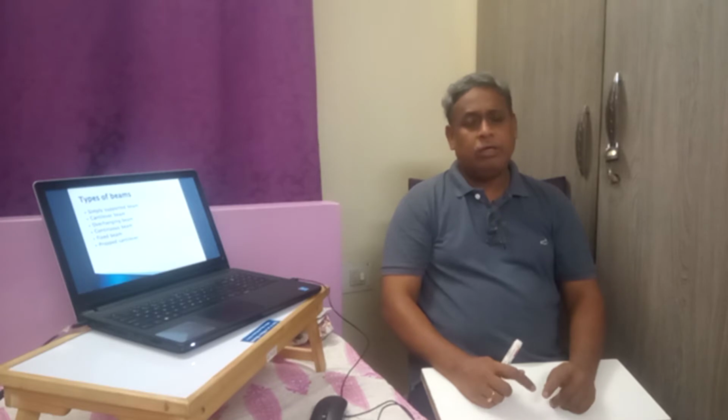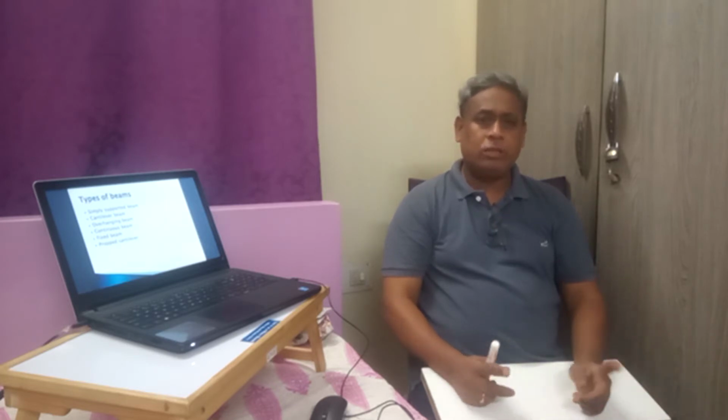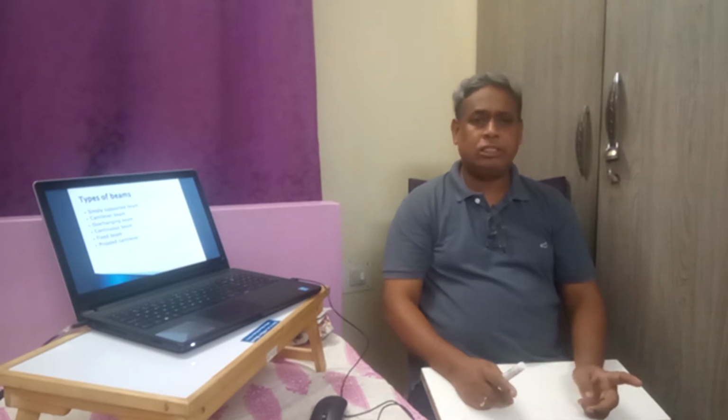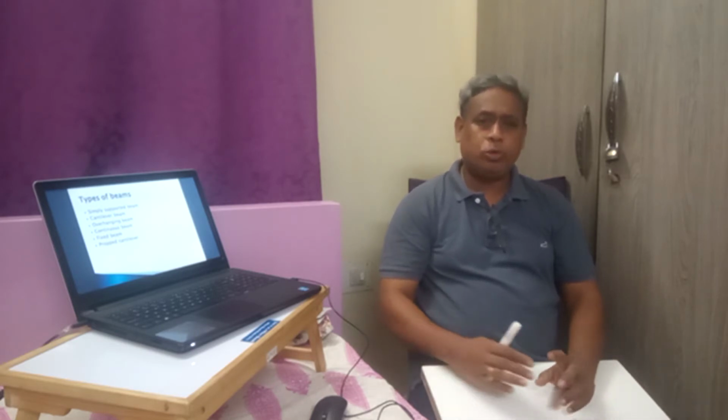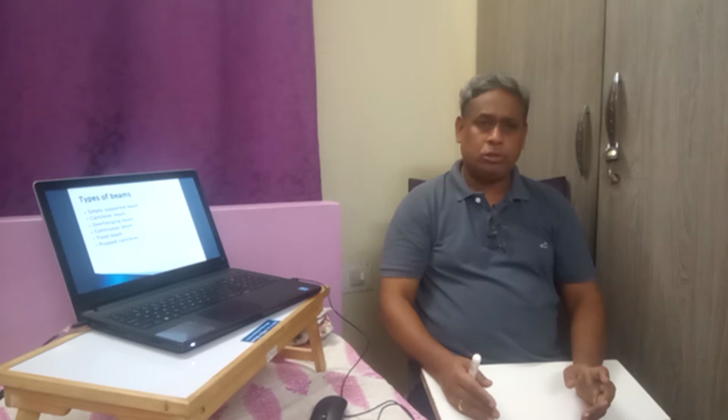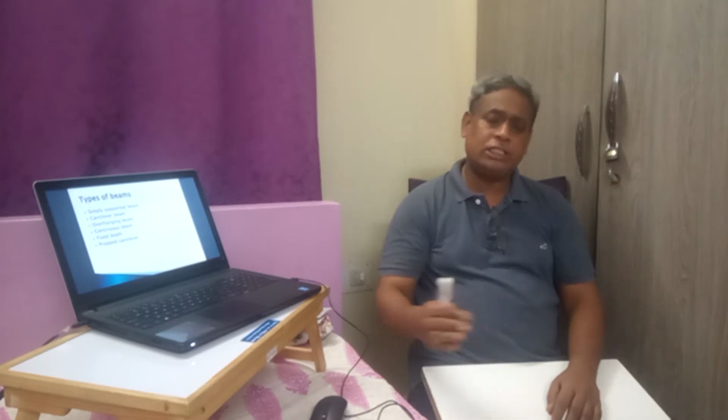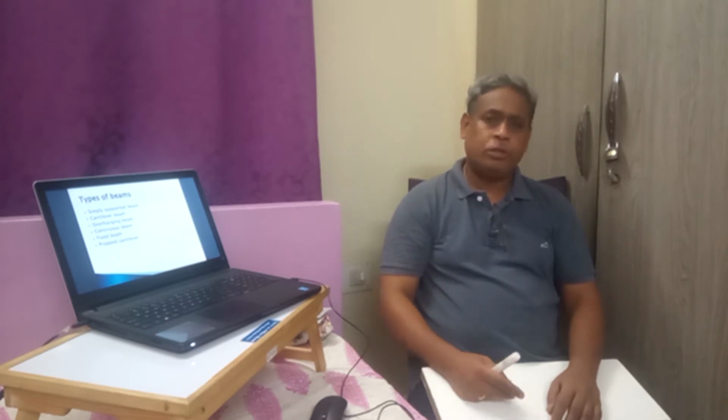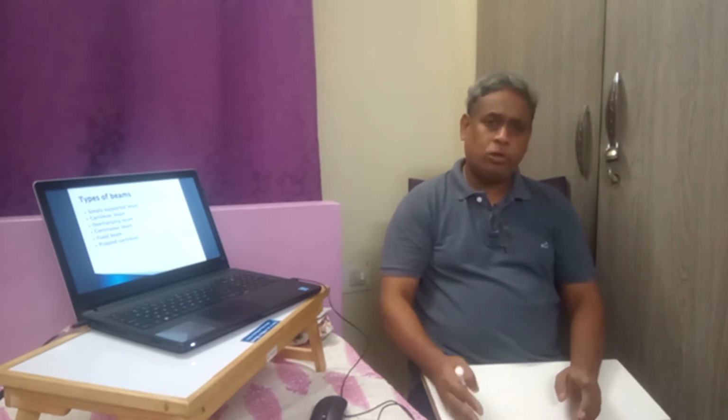Similarly, an overhanging beam is similar to a simply supported beam, but the beam extends beyond the supports. That is, it protrudes beyond the supports. So the length of the beam will be more than the distance between the two supports. That protrusion or extension may be beyond the support on one side or both sides.